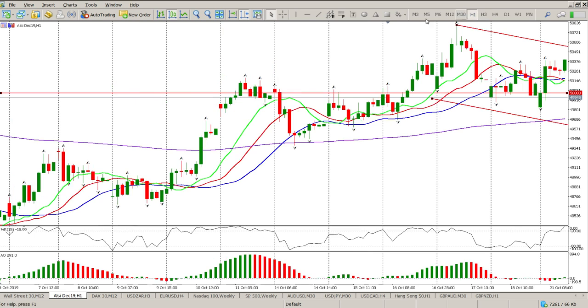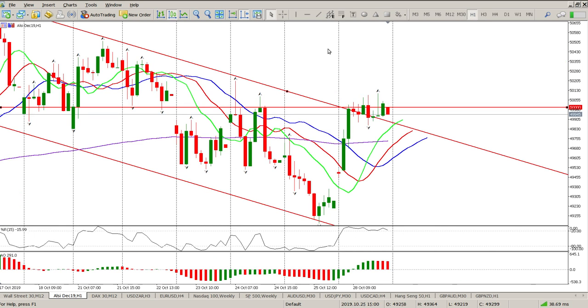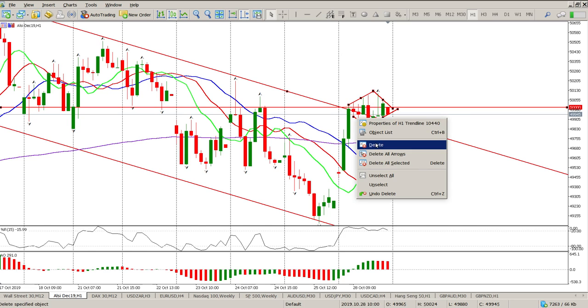Okay, so we also have a bit of a diamond pattern forming. Now the diamond pattern is right over here. Okay, there's our diamond pattern there. Okay, so a diamond pattern is a consolidation pattern. A break to the upside will give us a second move, and a break to the downside will give us a move to the downside. I'm not convinced either way.